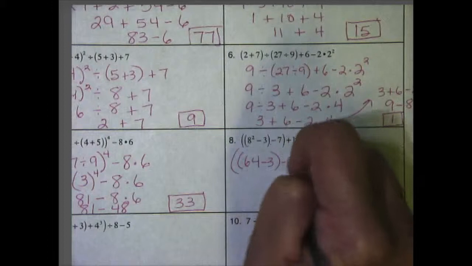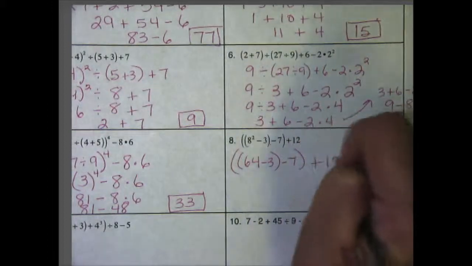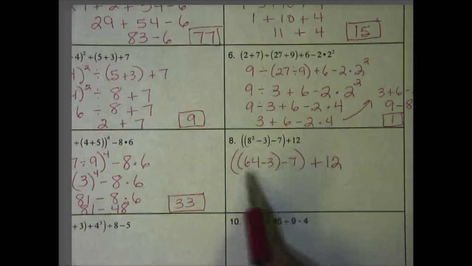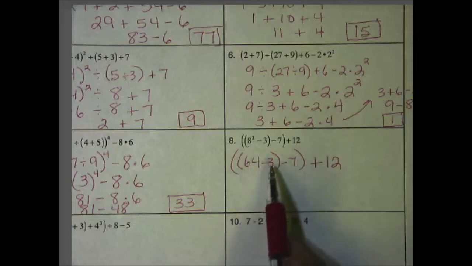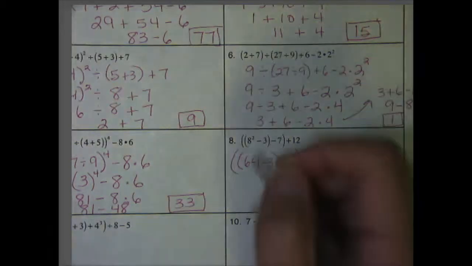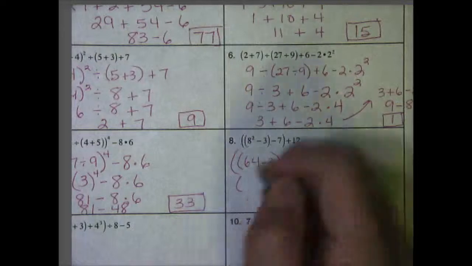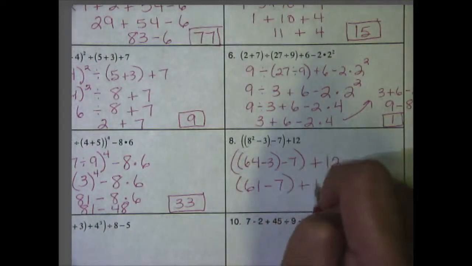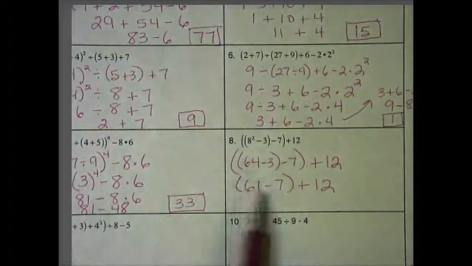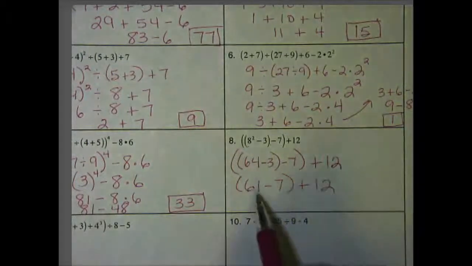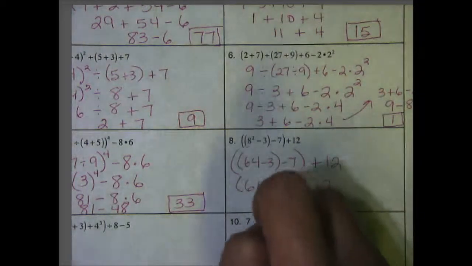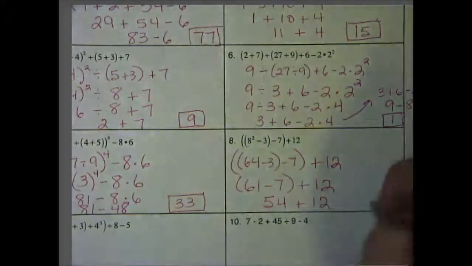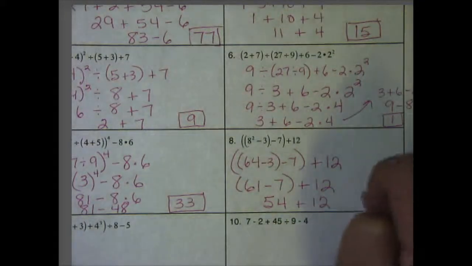And then we still have minus 7 plus 12. So now we can do what's inside those parentheses that are furthest inside the actual grouping symbols. So 64 minus 3 is 61, minus 7 plus 12. Now we need to do what's in these grouping symbols. So 61 minus 7 is 54, plus 12, and 54 plus 12 is 66.